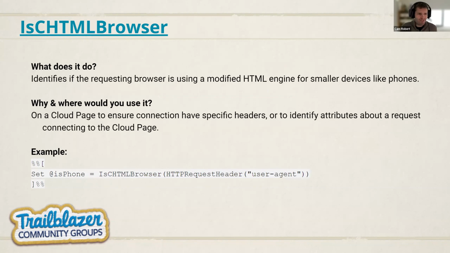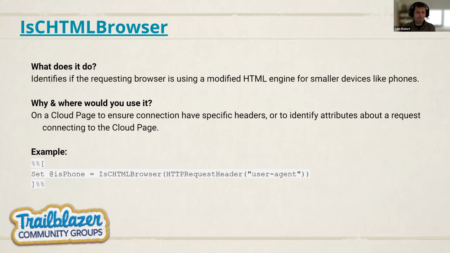So what is a CHTML browser? Well, are you a browser that has a specific rendering engine of HTML designed for smaller screened devices like phones and tablets? Those devices do run on a different kind of HTML protocol designed for smaller screens, as you may have noticed when you do your Litmus and email on acid tests. So this is a little true/false returning piece, which identifies: is the user agent, the device browser that's been used to connect and make a request, likely a mobile device?